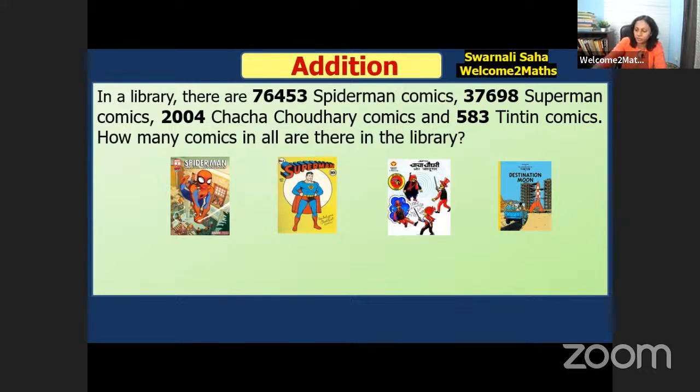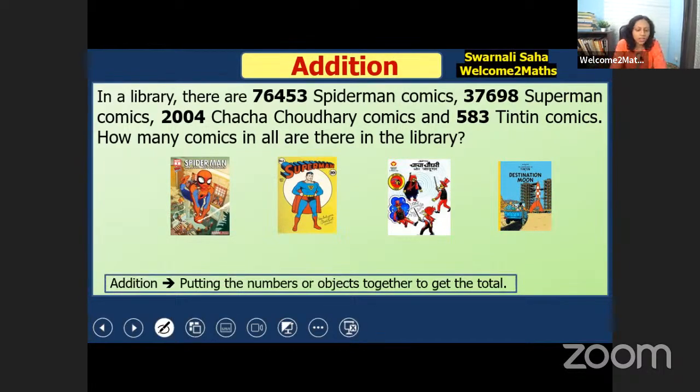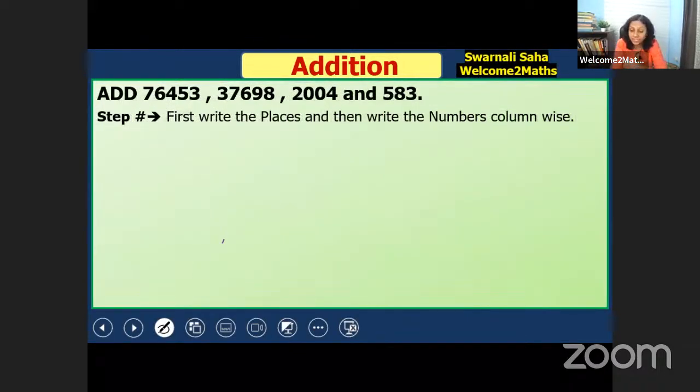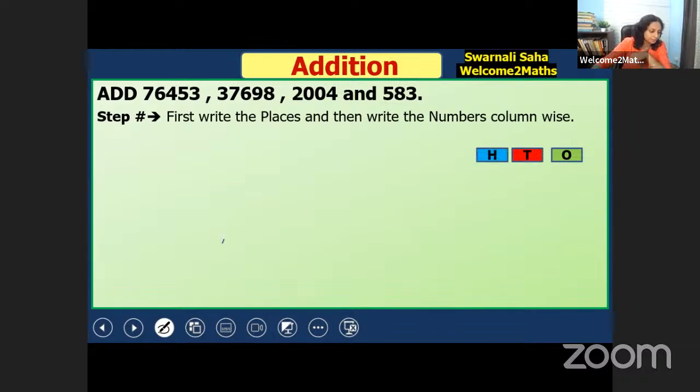That means what we have to do? We just have to do addition. So let's start. What is our first step? First write the places and then write the numbers column-wise. We have a 5-digit number, a 3-digit, a 4-digit and up to a 5-digit number. So let's write the places: ones, tens, hundreds, thousands, ten thousands, and one more place, the lakh place. The last place is the lakh place.